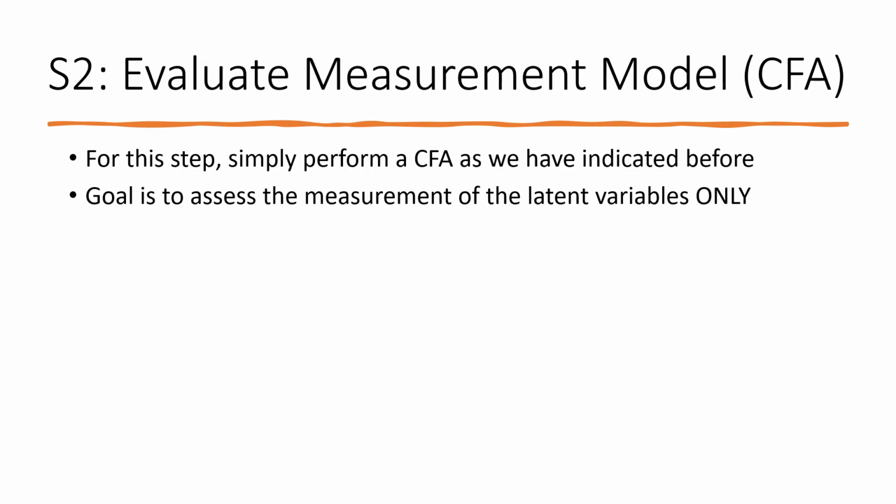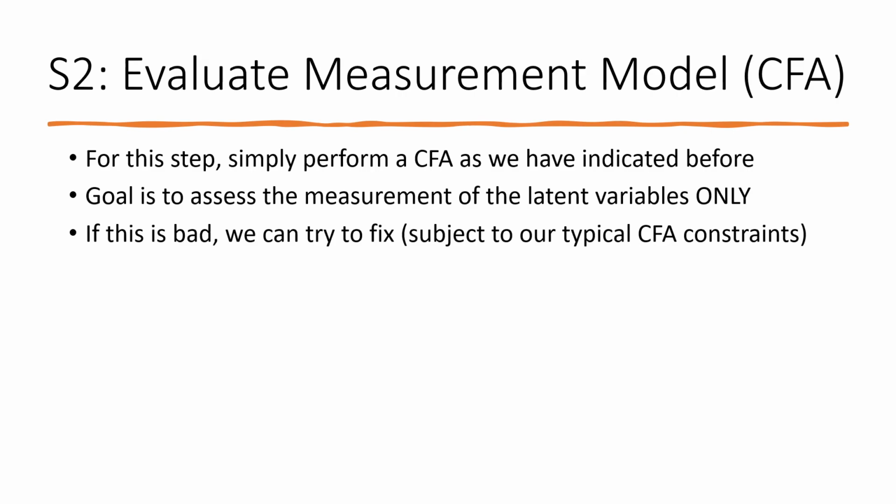Now, if this confirmatory factor analysis is bad, you can try to fix it, subject to the typical CFA constraints. We talked a lot about how it has to be theory-based, talked a lot about suggestions, and about how if you go too far, then really you're no longer doing confirmatory factor analysis, you're engaging in exploratory research. So subject to all those constraints, you can try to make a model improvement and fix the measurement model. But if you can't fix it, you may need to stop.